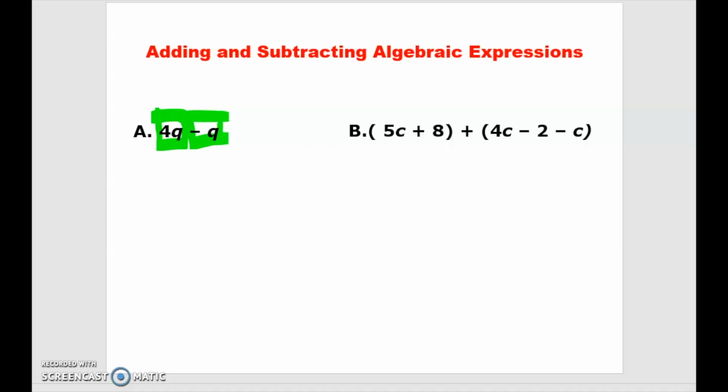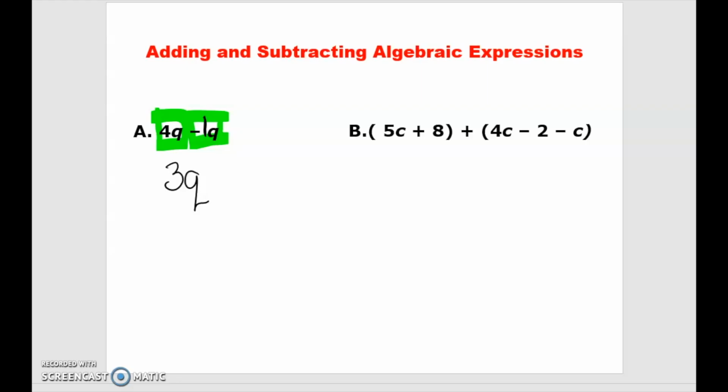Now notice that this does not have a coefficient. There's no number in front. And so that means that we only have one q. If there's not a number in front, it just means that we only have one of them. So this is 4q minus 1q. So imagine 4 q's sitting on the table. If I take one of them away, I have 3 q's left.